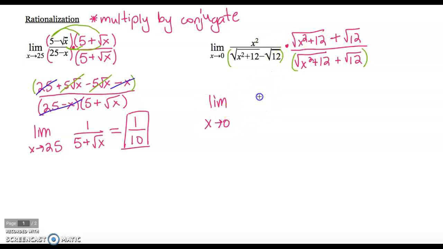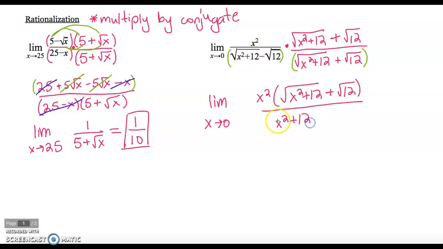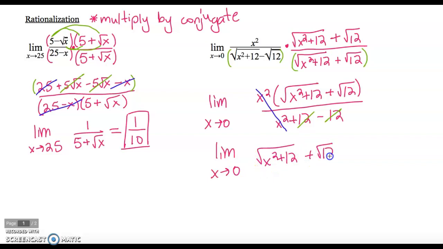So on top, we don't FOIL anything. Because usually something fun happens. And then on the bottom, like I said, when we multiplied your first together, you just ended up with x squared plus 12. And then your last together, you just had minus 12. So nice parts. Your 12s automatically cancel out there. And then your x squareds can cancel out. And so then really what you're trying to find the limit of is just the square root of x squared plus 12 plus the square root of 12.